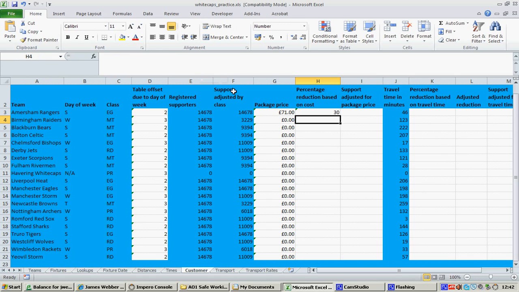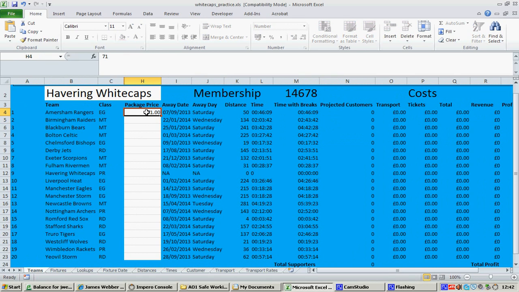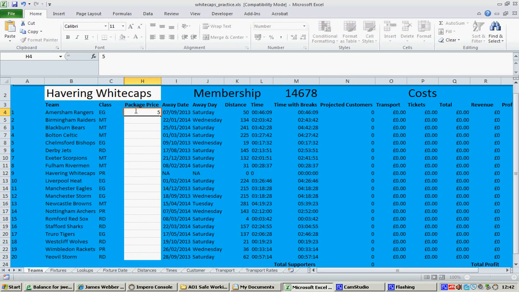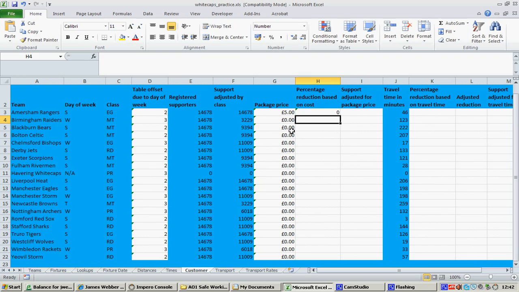Press enter. There you go. Let's put it up as high as I can. £150. That is definitely above 120. Customer sheet, well, 50% reduction there. And if I go back to £5, very, very cheap package price, 0% reduction. All of the supporters are going to pay £5 to go and see this game.